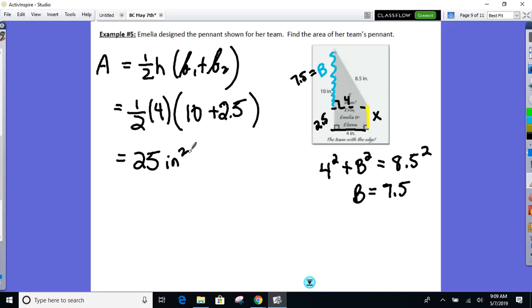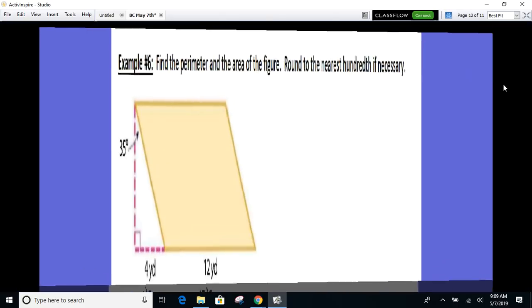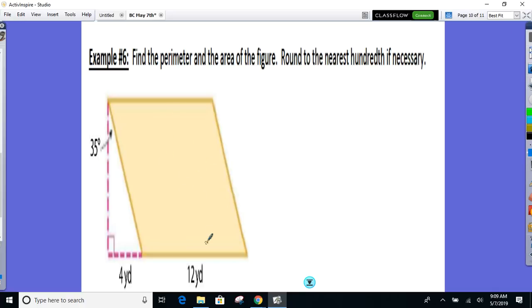All good. And then one final one. We probably should have fit this in yesterday, but there wasn't any time. Find the perimeter and the area of the figure, round to the nearest hundredth. I will let you know that it is a parallelogram, and it's the shaded one there. All right, so we're finding the area and perimeter of this right here.